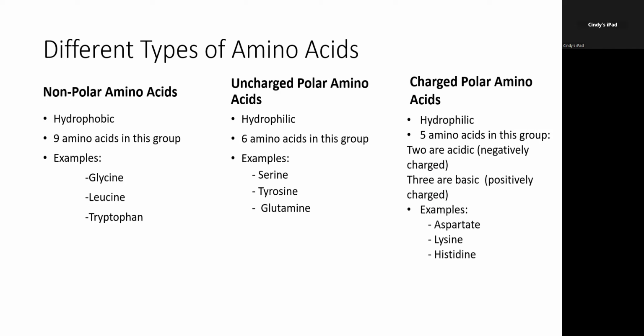For uncharged polar amino acids, again, it's hydrophilic. There are 6 amino acids in this group, and some of the examples are serine, tyrosine, and glutamine. And then for the charged polar amino acids, again hydrophilic, so water-loving, there are 5 in this group. Within this group there are subcategories: 2 that are acidic or negatively charged, and 3 that are basic or positively charged. Some examples of these are aspartate, lysine, and histidine.